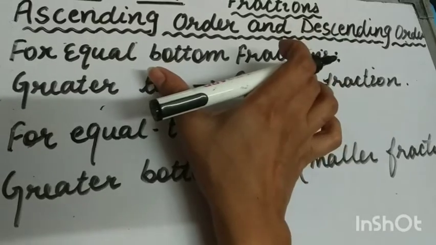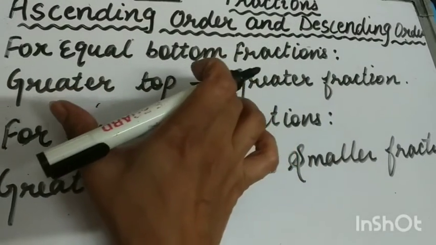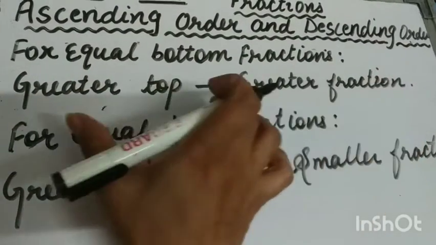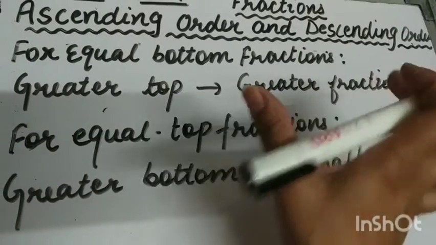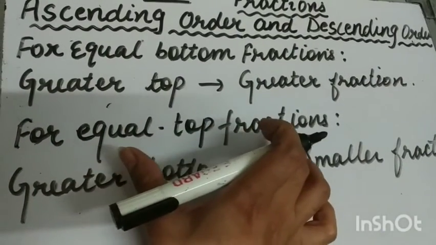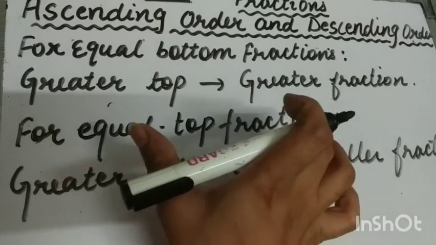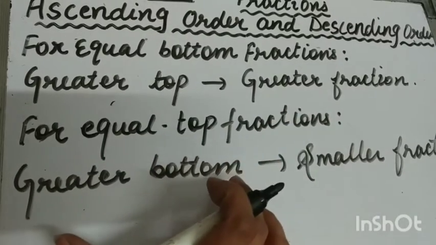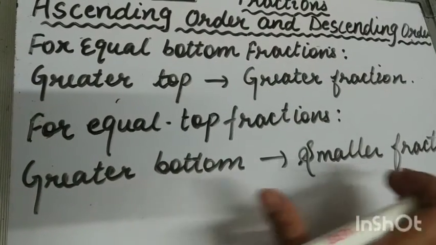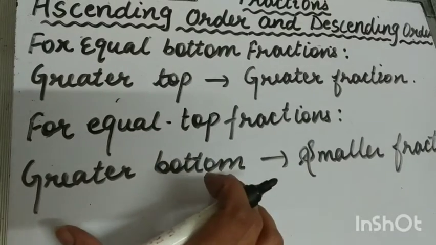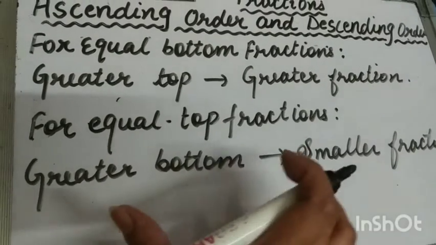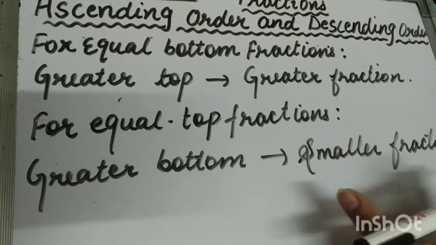If the denominators are same, then the fraction with greater numerator is greater and smaller numerator is smaller. And for equal top fractions, means if the numerators are same, then greater bottom, smaller fraction, means the fraction whose denominator is greater will be smaller.